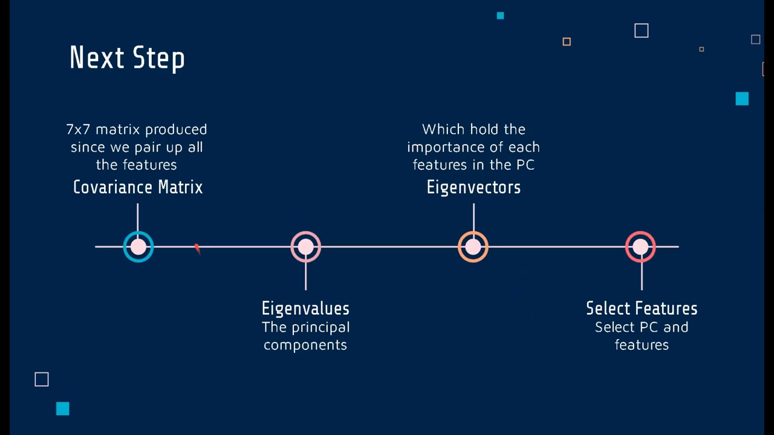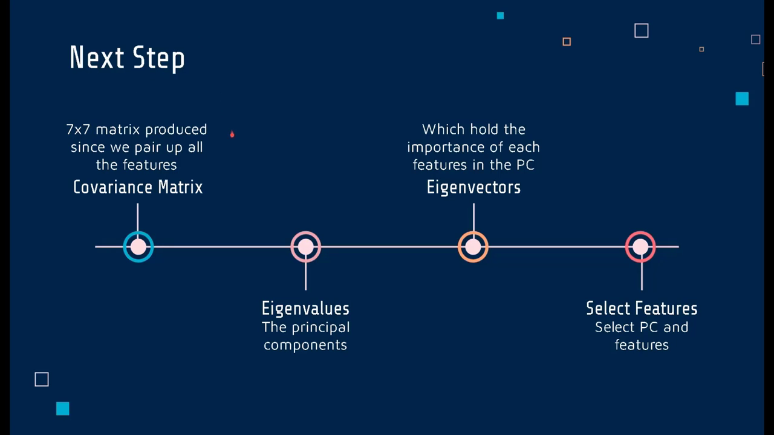And the next step is we create the covariance matrix, which is a 7 by 7 matrix since we have 7 variables. This matrix can be created by pairing up all the features, meaning feature 1 will be paired up with feature 2, feature 3, feature 4, and so on. And this will create a 7 by 7 matrix.